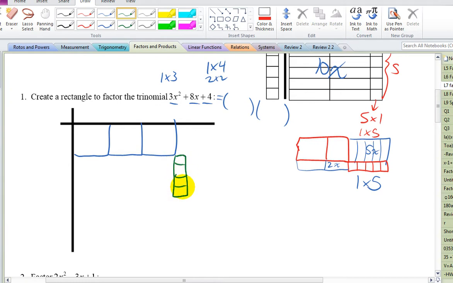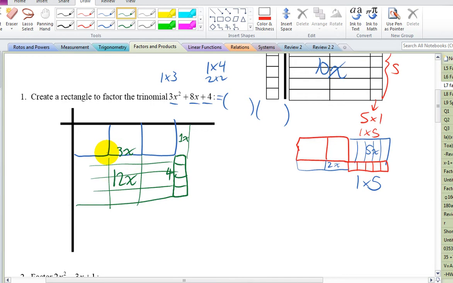Okay. How many tiles up top? 1. How many tiles over here? So it's 4 times 3. If you look at the outside, there's 3x times 4 gives us 12x. So look at your outside dimensions to figure out what's on the inside. 12x plus 1x, does that equal 8x? No. So we tried a 1 by 4, we tried a 4 by 1. Those aren't going to work. So we erase it.